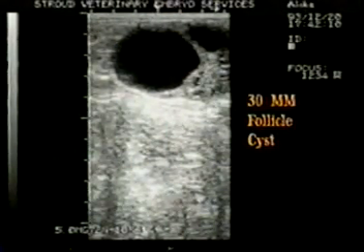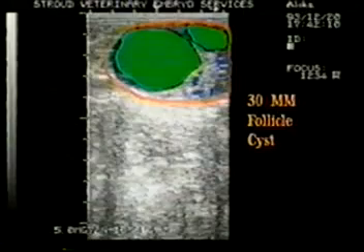Another small follicle cyst is forming in this ovary at 2 o'clock. Frequently, one or more cysts will be seen on a cow at one time.